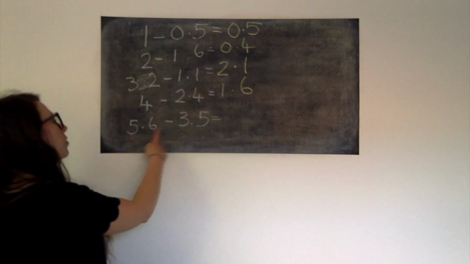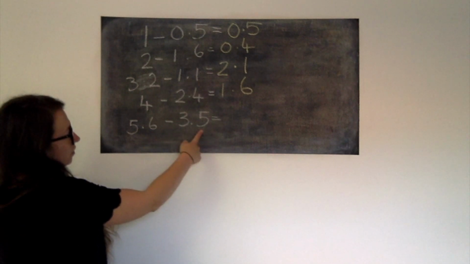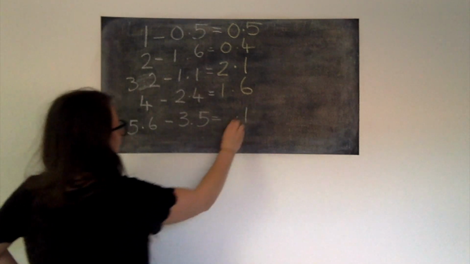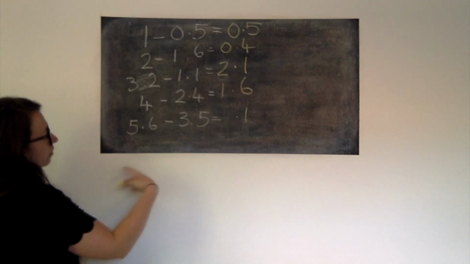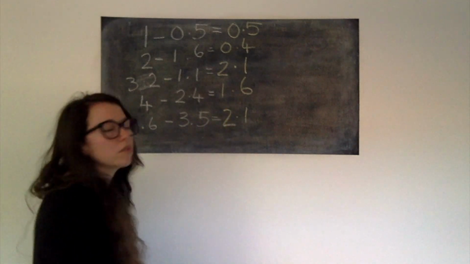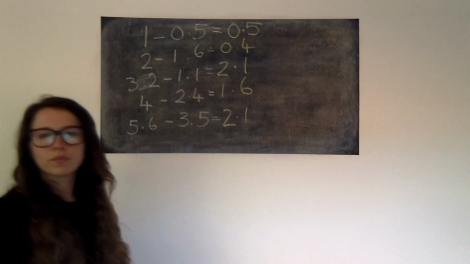Then for the last one, 5.6 take away 3.5. 6 tenths take away 5 tenths gives us 1 tenth left. 5 take away 3 gives us 2. So your answer should be 2.1. Well done if you got those.